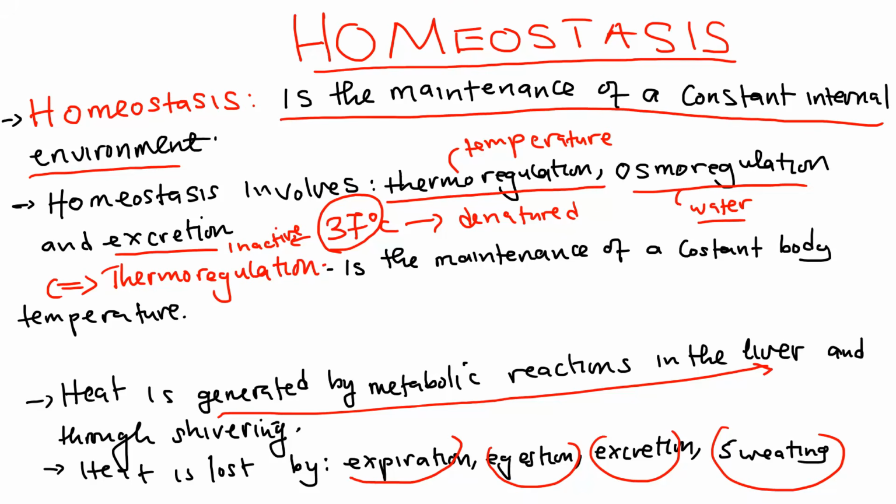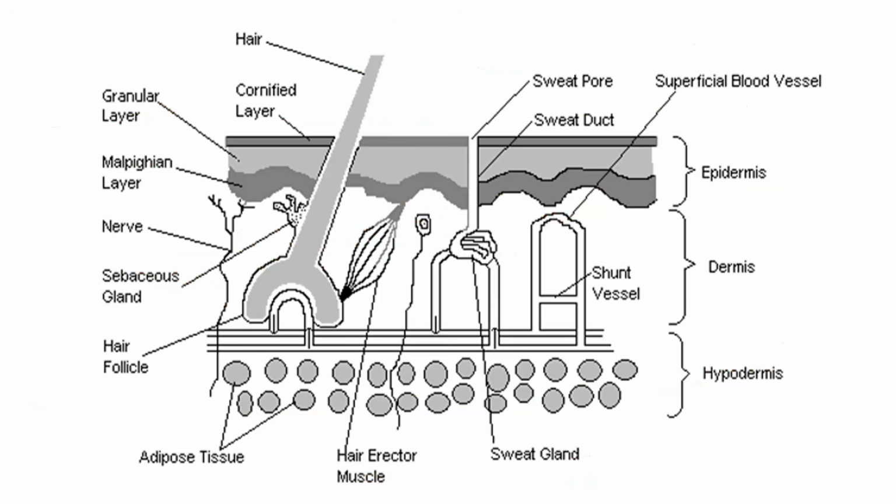Very important. Let us proceed now to look at the maintenance of heat, or thermoregulation. The organ that helps in the maintenance or regulation of the body temperature is the skin. Regulation of the body temperature is mainly carried out by the skin, and of course under the control of the hypothalamus, which is found in the brain.